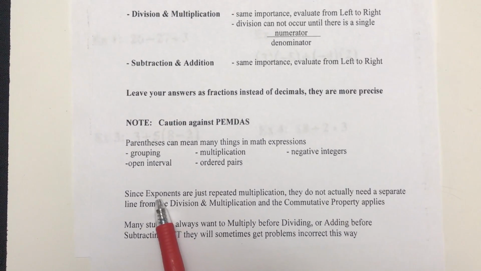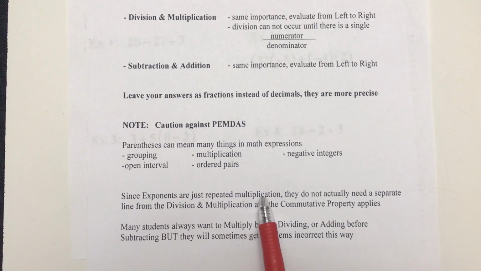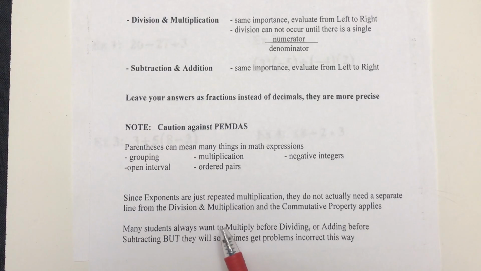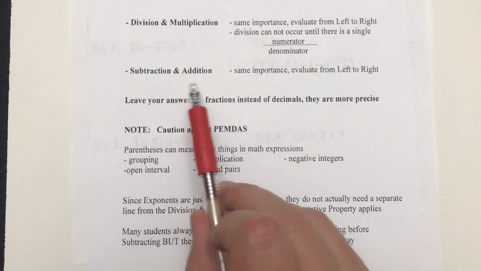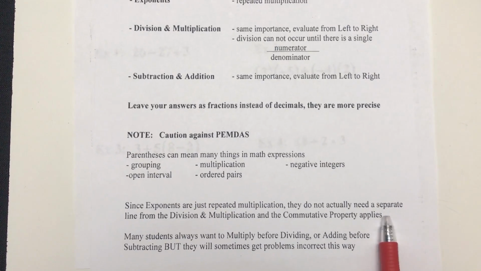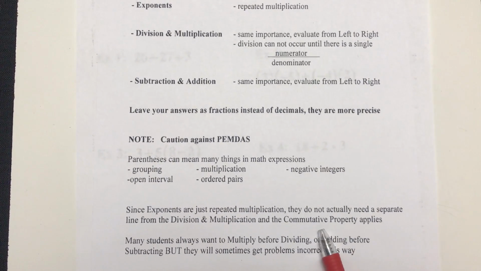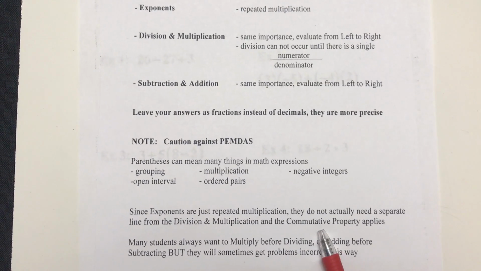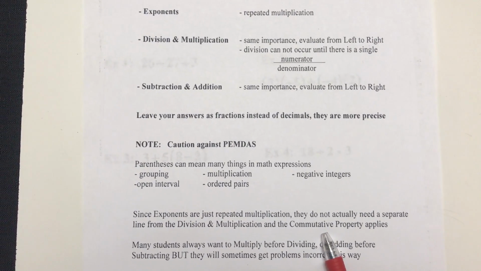Next, since exponents are just repeated multiplication, they do not actually need a separate line from the division and multiplication, and just remember that the commutative property applies. The commutative property means that you can multiply in any order and get the correct result.